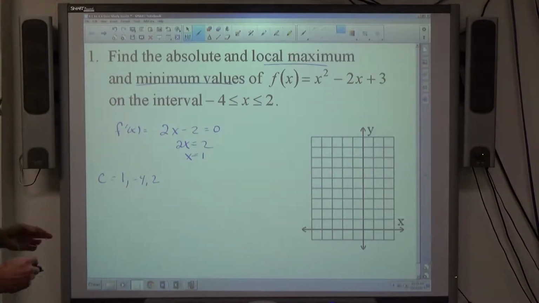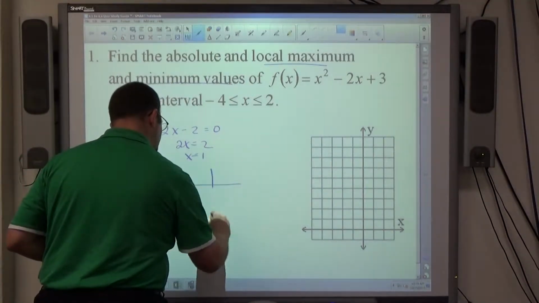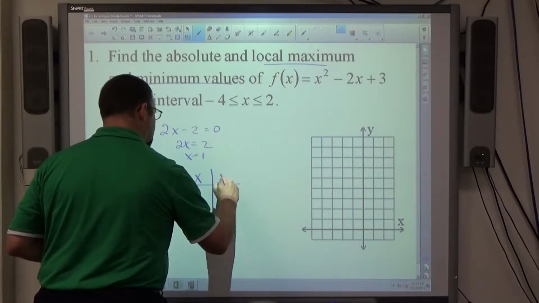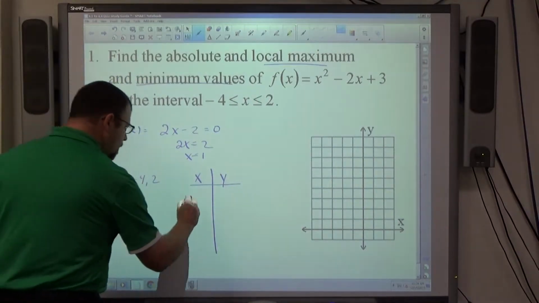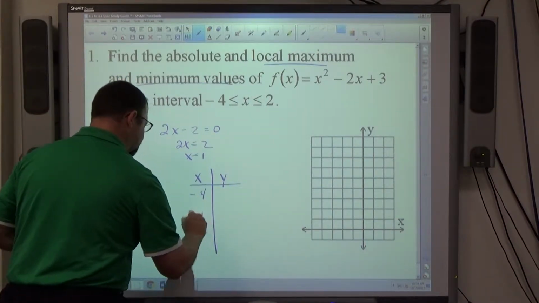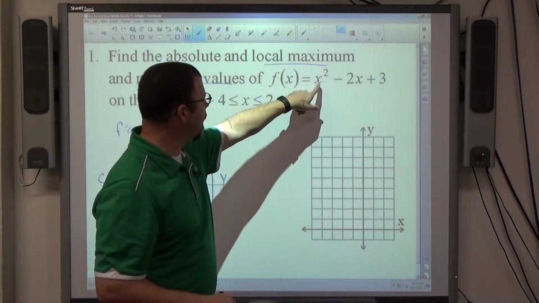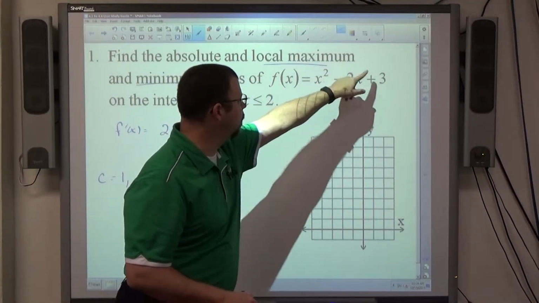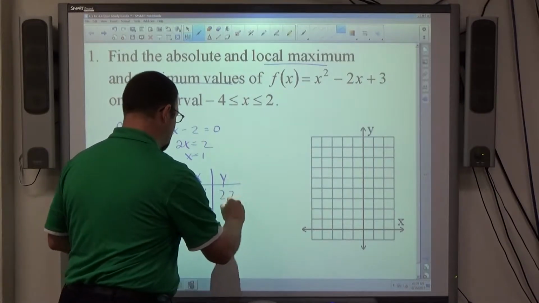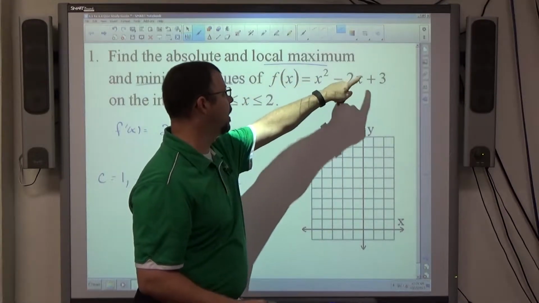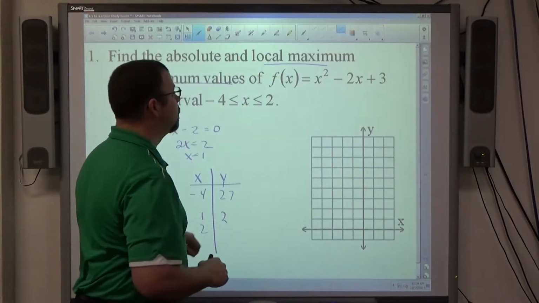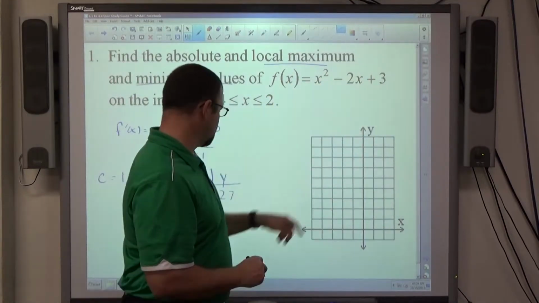So those would be the three numbers I'd really want to get the x values for to help me graph this thing. So x, y. I put -4, 1, and 2 in. Again, if I put -4 in, I'm going to get positive 16, plus 8 is 24, plus 3 is 27. If I put 1 in, I'm going to get 1 minus 2 is -1, plus 3 is 2. If I put 2 in, I'm going to get 4 minus 4 is 0, plus 3 is 3.